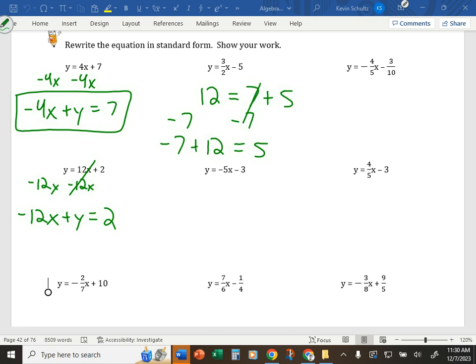So that's why, kids, the biggest mistake that kids make here is they just pick the 12x up and put it over on the other side. And they'd say 12x plus y equals 2.